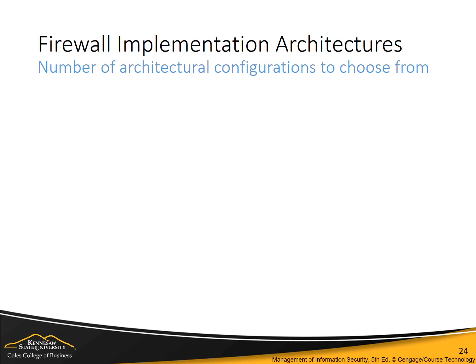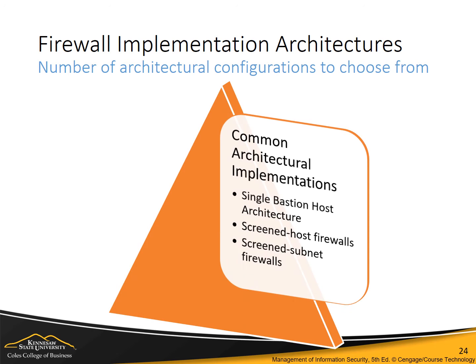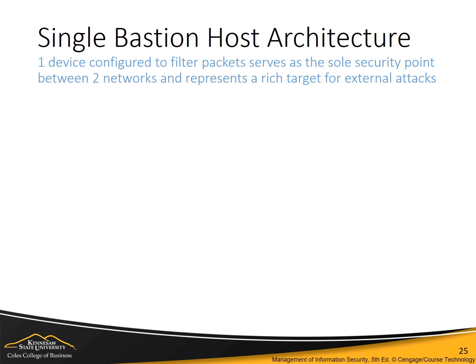Each of the firewall generations can be implemented in a number of architectural configurations. Several architectural implementations of firewalls are especially common: single bastion host architecture, screened host firewalls, and screened subnet firewalls. Most organizations with an internet connection use some form of device between their internal networks and the external service provider.